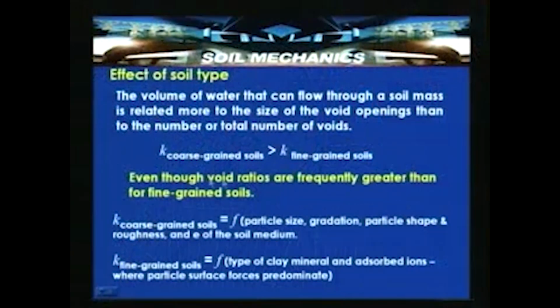So, K of coarse grained soils is greater than K of fine grained soils, even though the void ratios are frequently greater for fine grained soils. Though the void ratios are very high for fine grained soils, we always see that the K of the coarse grained soils is greater. We have seen that as the void ratio increases the permeability value increases, but it will not happen like this for coarse grained soils and fine grained soils. That means there are additional factors which are influencing this particular behavior.